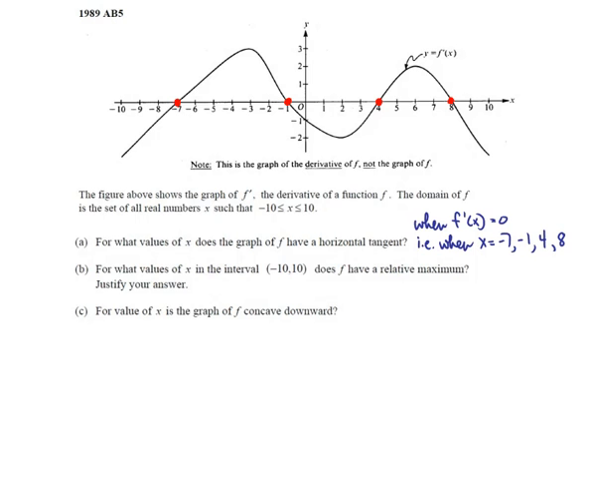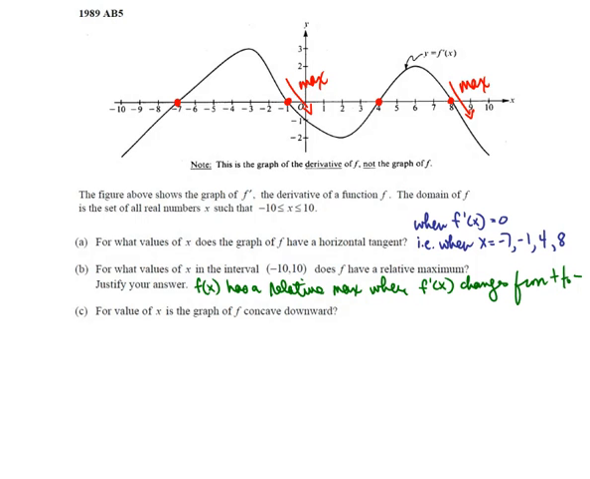For part B, for what values of x in the interval from -10 to 10 does f have a relative maximum? And justify your answer. And we say that f of x has a relative maximum when f prime of x changes from positive to negative. And that will happen at x equals -1 and x equals 8.